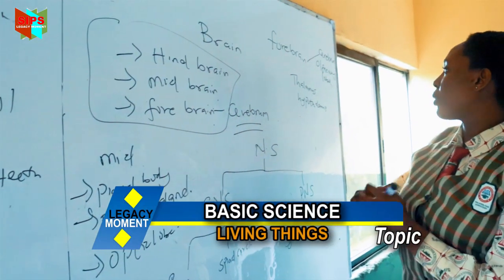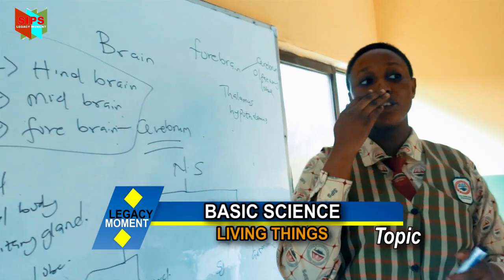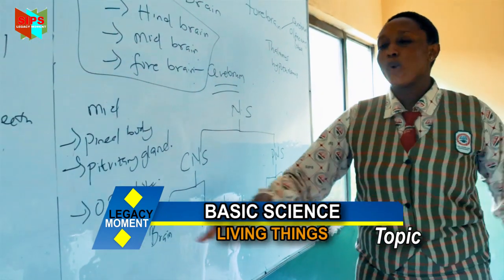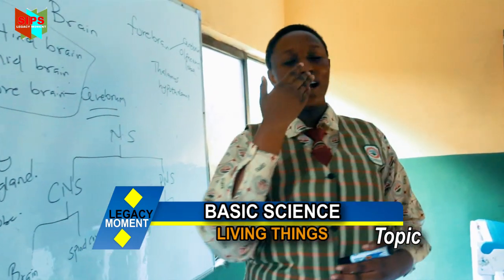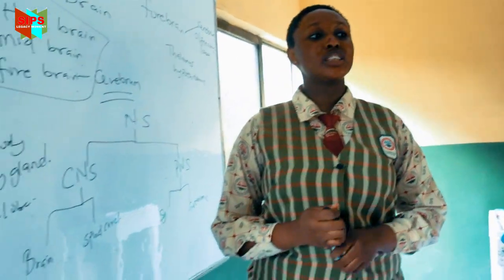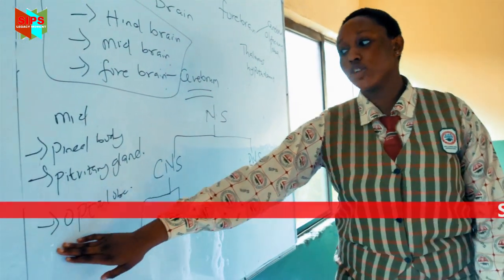Just like I said, the forebrain has the olfactory lobe for the sensory sense of smell. This optic lobe is for sight. Whenever light rays come into our eyes, the optic lobe sends this light into the brain, which interprets it as an image. That is the function of the optic lobe.